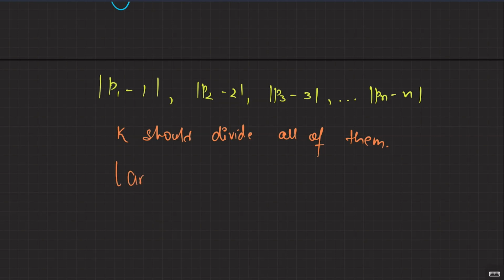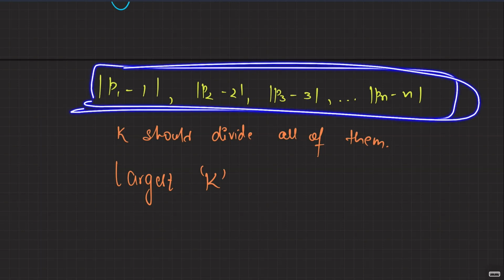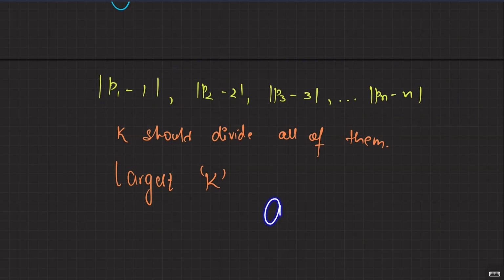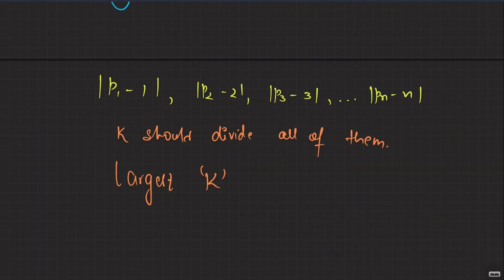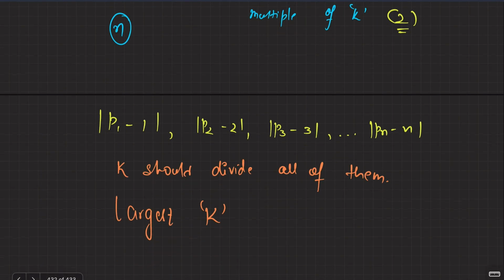What is the largest k? What is the largest value of k that divides all of these values? What is that? GCD, right? Simply GCD of all these elements is the largest k which divides all of these elements, right? Okay, so question is complete here, guys.